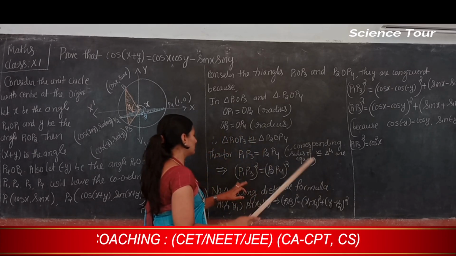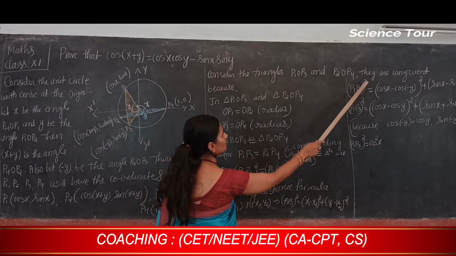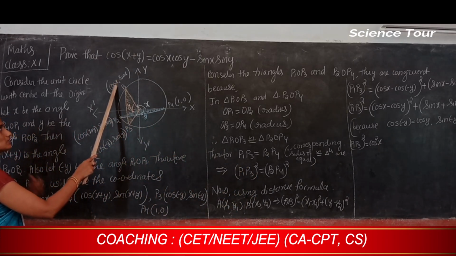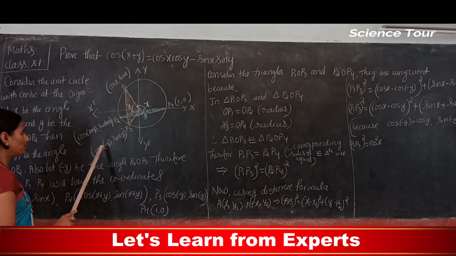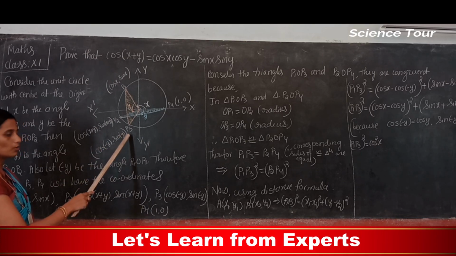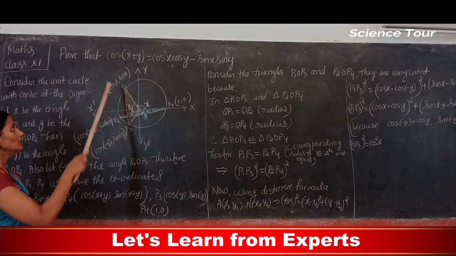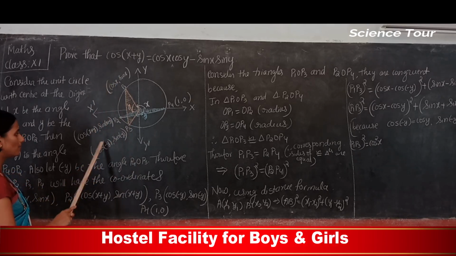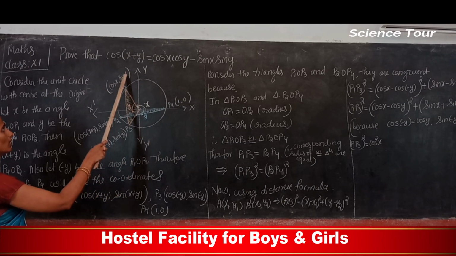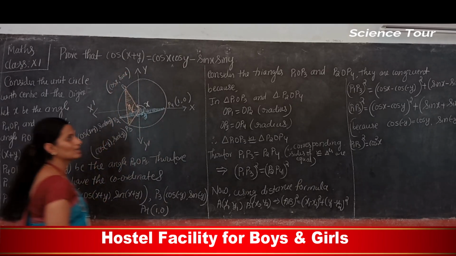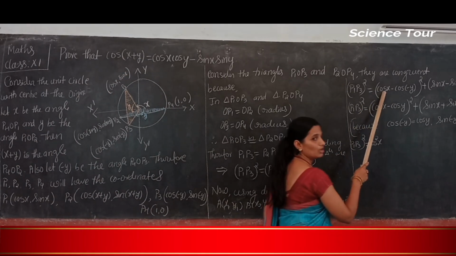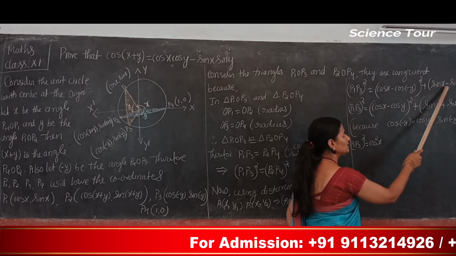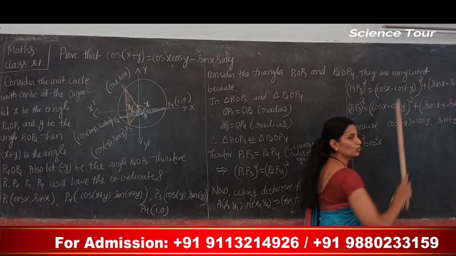So now I will take the first part, that is P1 P3 whole square. So P1 and P3, what is your P1? P1 is (cos x, sin x), and P3 is what? (Cos of minus y, sin of minus y), right? So for these two, use the distance formula. So (cos x minus cos of minus y) whole square plus (sin x minus sin of minus y) whole square.